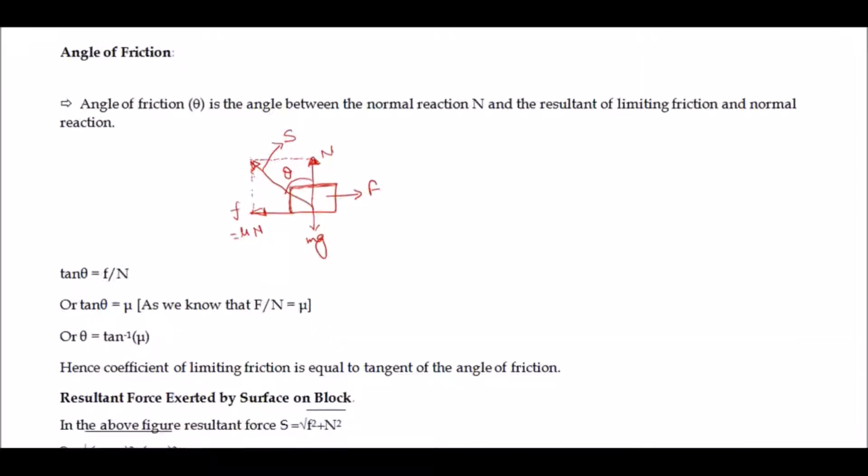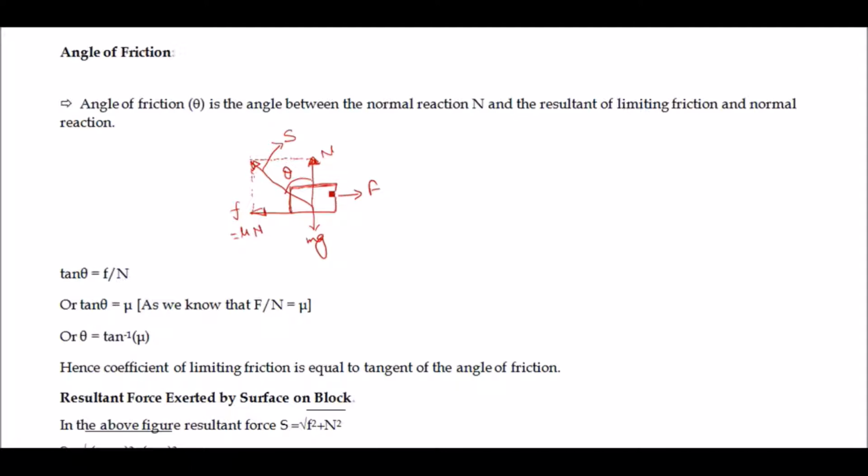So what is basically angle of friction? Angle of friction theta is the angle between normal reaction N and the resultant of limiting friction and normal reaction. Like consider this figure where an object is placed on a surface. So I have drawn the free body diagram of the system also.